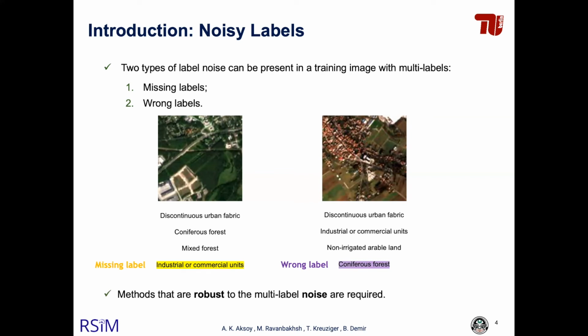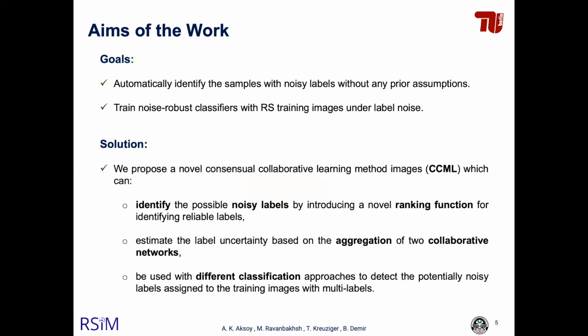Both types of label noise can negatively affect the learning process. Therefore, there is a need for methods that are robust against both types of noise without any prior assumption on the type of noise. So in this work, we address this issue. The goal is to identify the samples with noisy labels automatically and without any prior assumption, and also train a classifier that is robust against both types of label noise.